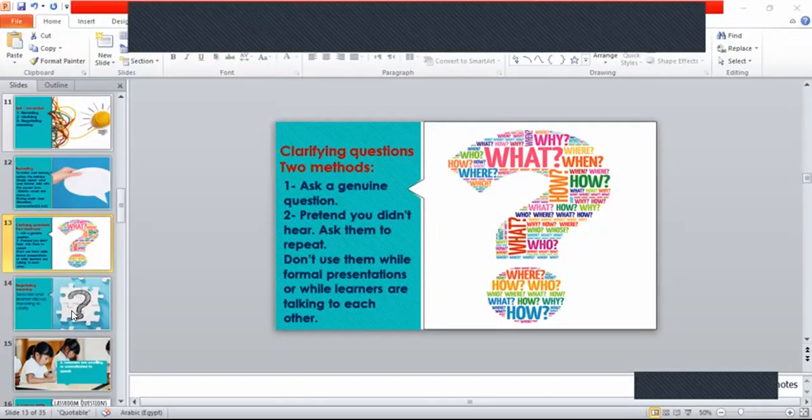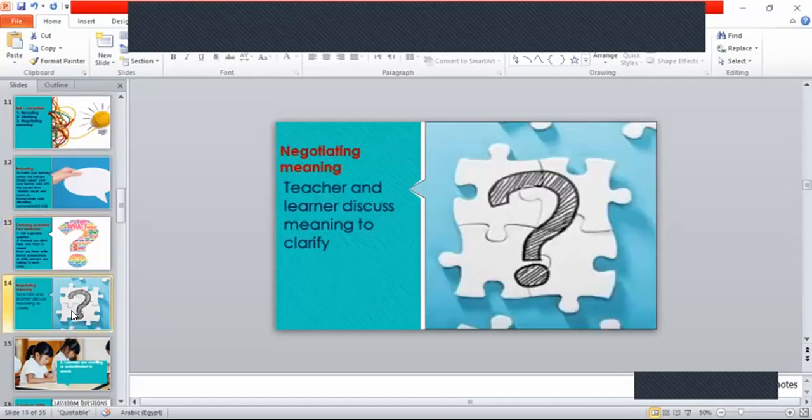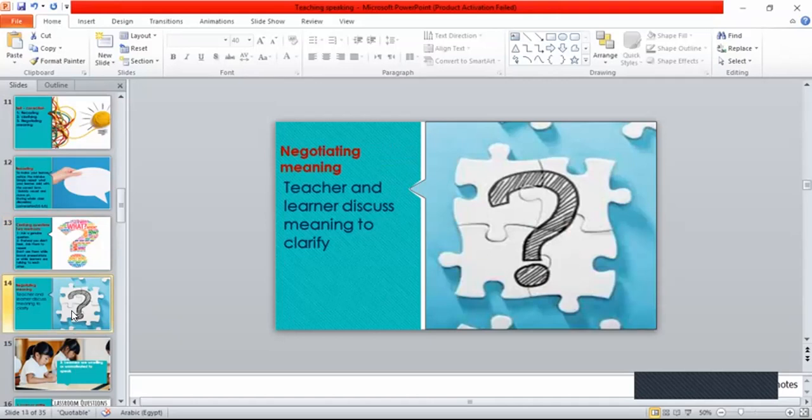Okay, let's move to the third one, which is negotiating meaning. Okay, so here the teacher and the learner discuss meaning to clarify. Here the teacher doesn't only recast or repeat what the student says in a correct form, or ask just one question to help the students notice the mistake, but here they are speaking together to clarify meaning, like eliciting. I'm asking the learner some questions to elicit the correct form, okay?